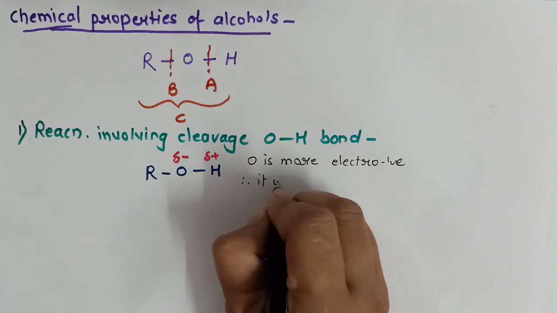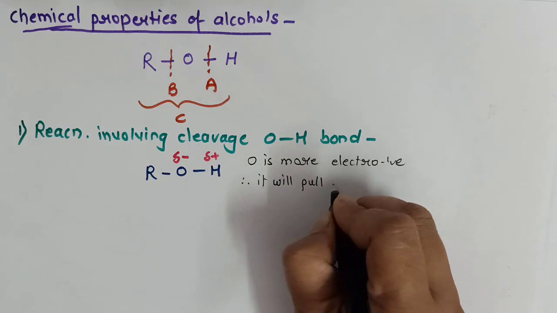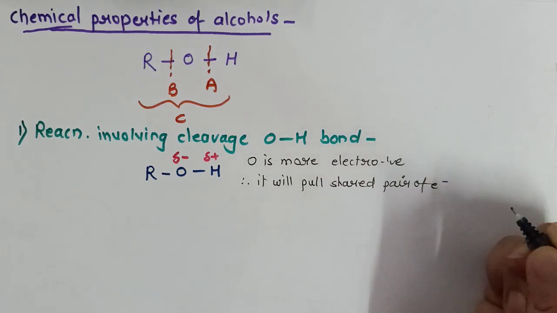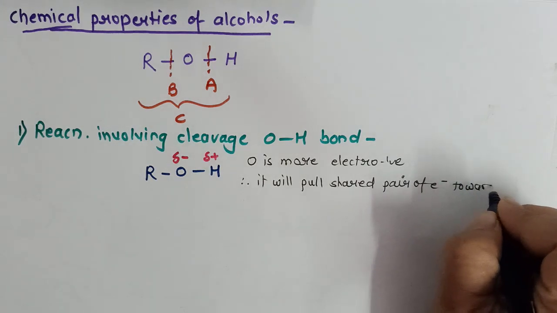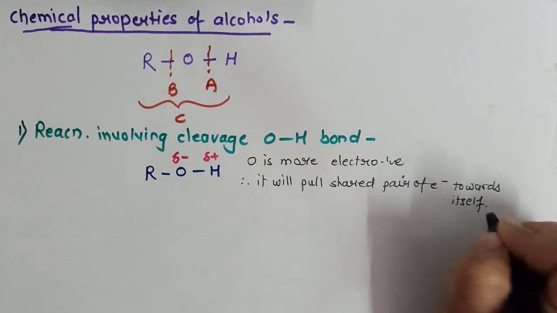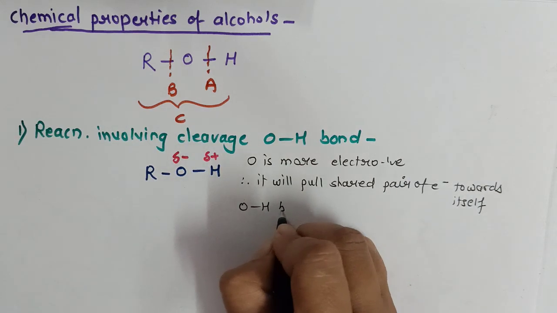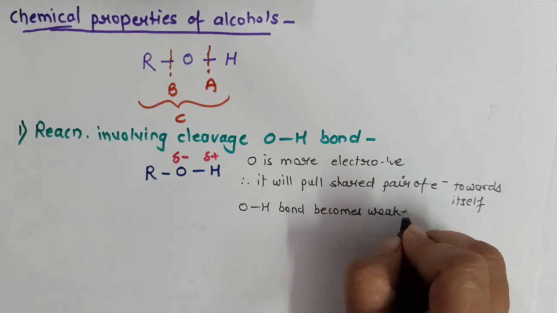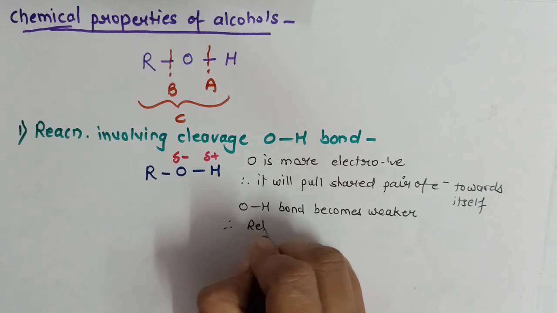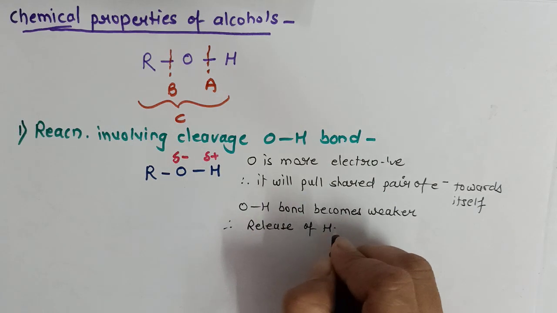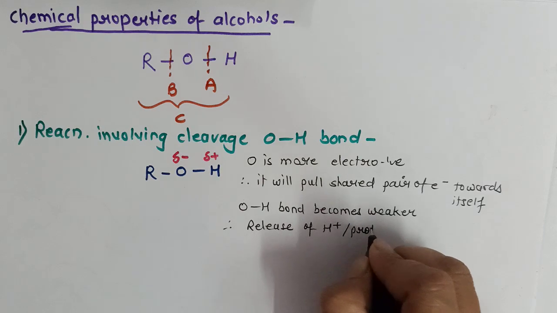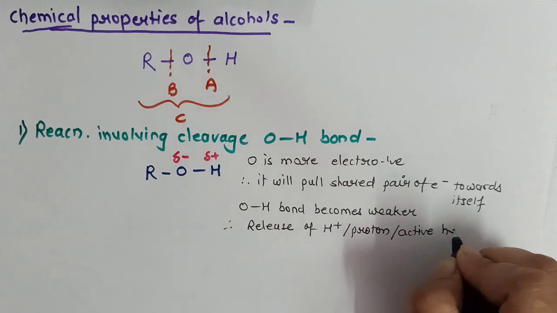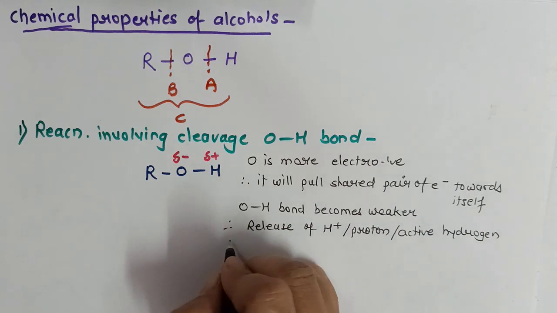Therefore, it will pull all the shared pair of electrons towards itself. As a result, this oxygen-hydrogen bond becomes weaker. And therefore, release of H plus, or release of proton, or in other words, release of active hydrogen becomes easy.